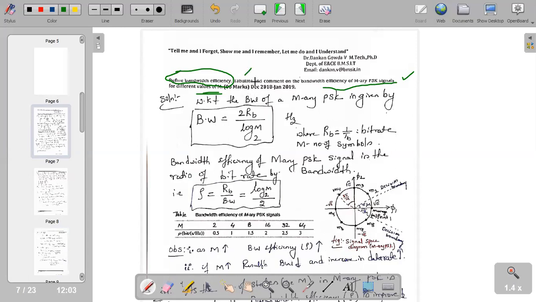Now please observe here. See this expression, the bandwidth of an M-ary PSK, we have already derived. I will use the same expression. Please look at the expression.